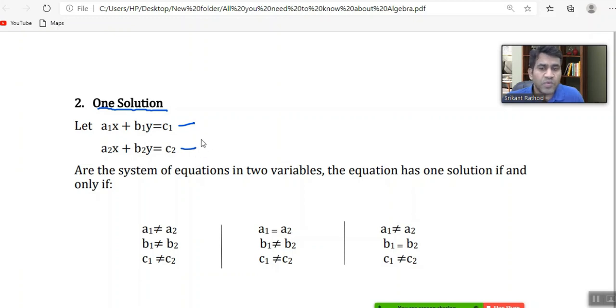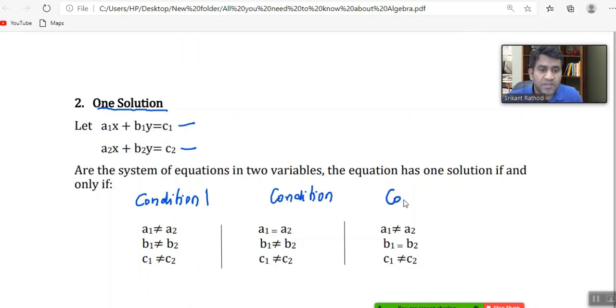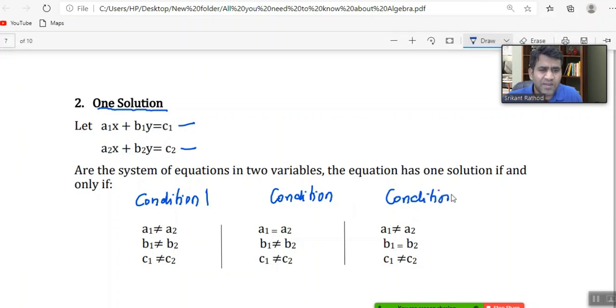These are the system of equations, and we can say the system of equations has one solution if and only if they satisfy this condition. To check the system of equations has one solution, we need to consider three situations here. So let me mention this as condition 1, condition 2, and this is going to be condition 3. They are the same, we are just comparing whether the coefficient values are equal or not equal.